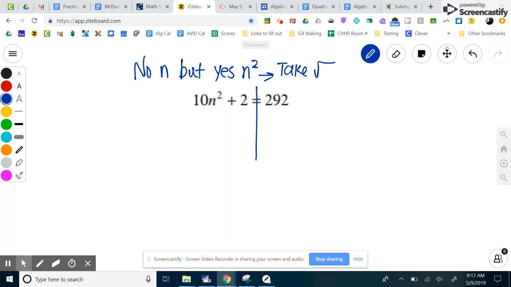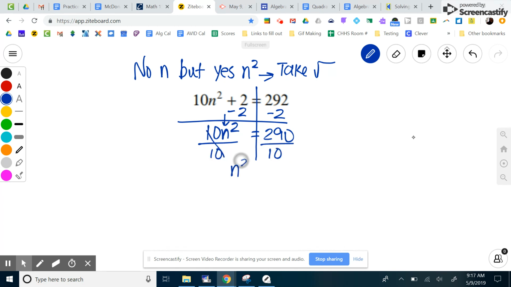So that means I've got to move that 2 first. I'm going to subtract the 2 on both sides. So I got 10n squared equals 290. The n squared is still not by itself, so I've got to keep going. I'm going to divide by 10, and I got n squared equals 29. So now I've got my n squared by itself.